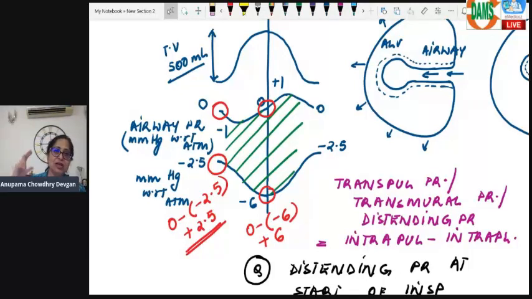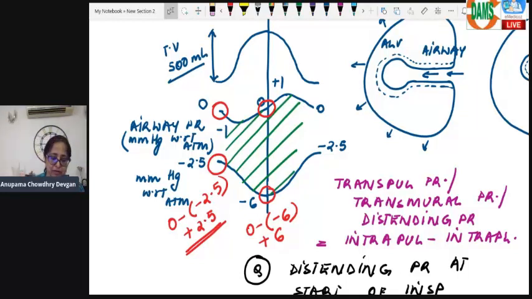What is the net pressure? It is the difference of these two pressures. What are these two pressures? Intrapulmonary and intrapleural. And the difference of these two pressures is known as transpulmonary or the transmural pressure or the distending pressure. What is the distending pressure at the start of a tidal inspiration? Plus 2.5. End of tidal inspiration? Plus 6.